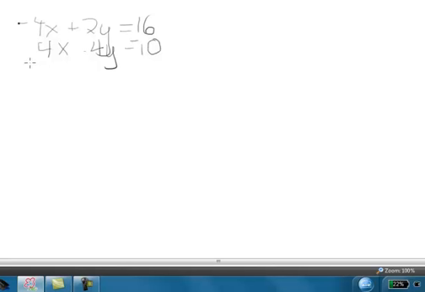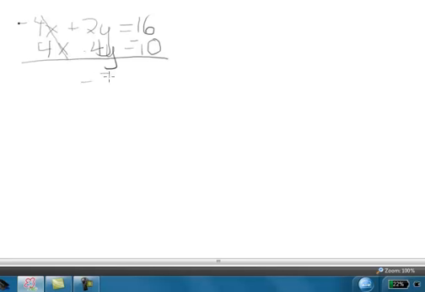In the elimination method, when you add the two equations together, one of these variables must eliminate. The equations both have to be in standard form, meaning x, then y, with the number on the right. These two equations are set up so that when I add these two together, the x variable will eliminate.